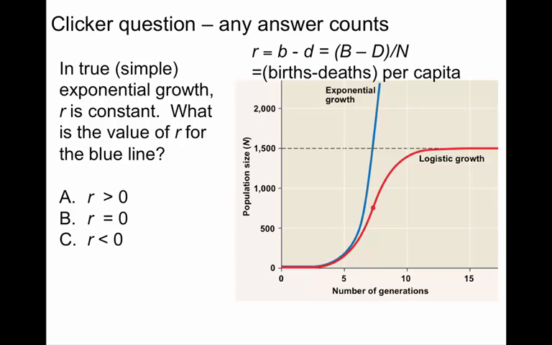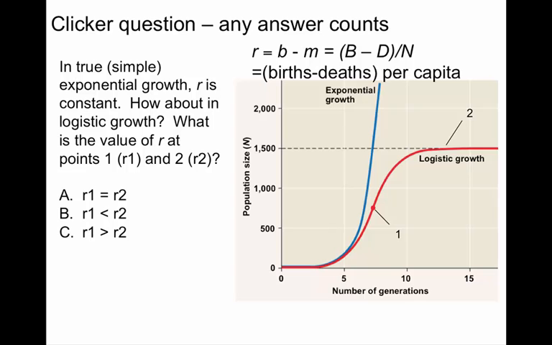Okay, welcome back. Hopefully you were able to correctly identify that R must be greater than 0. Let's try another one. Now we're going to consider the logistic growth curve. That's the red line shown right here. It's the same graph we were looking at before. I would like you to consider what is the value of R, that is the difference in per capita births minus deaths, at these 2 points on the curve, point 1 versus point 2 over here.